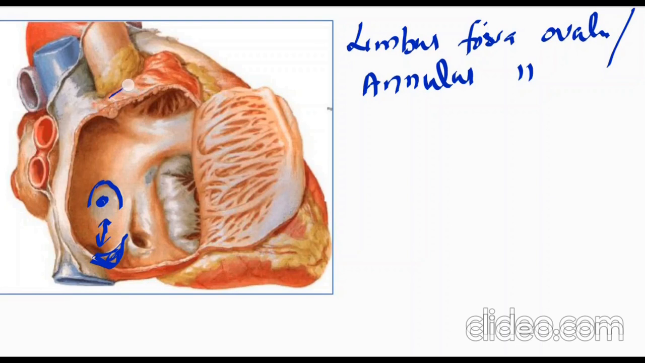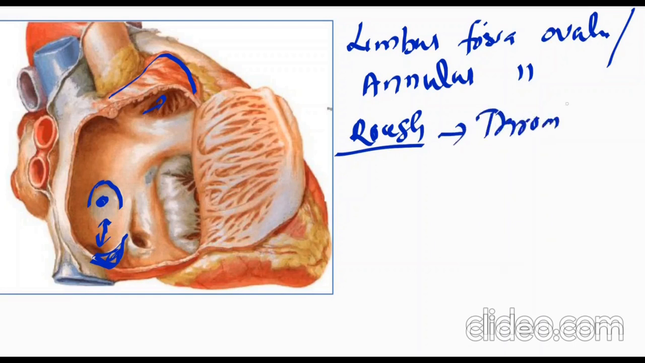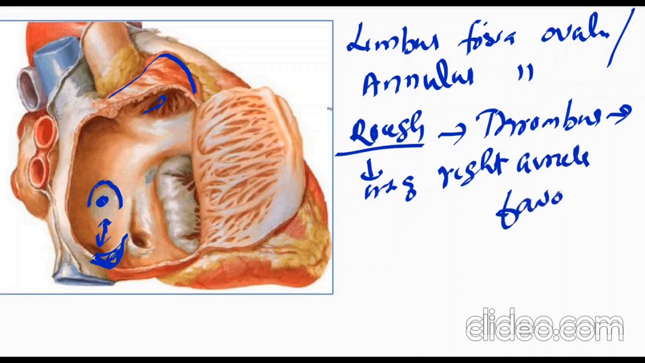Now you can see this particular part is the right auricle. Okay, you can see the interior of the right auricle is also rough. There also we can see some muscular ridges. So this rough right auricle prevents the free flow of blood and thus favors the formation of thrombus. There may be the formation of thrombus. The rough interior of the right auricle favors thrombus formation.